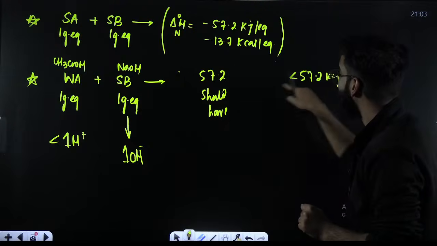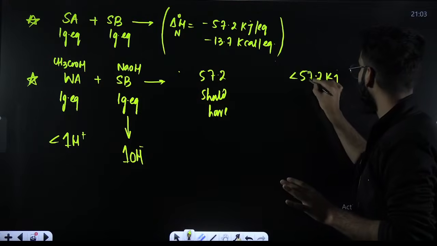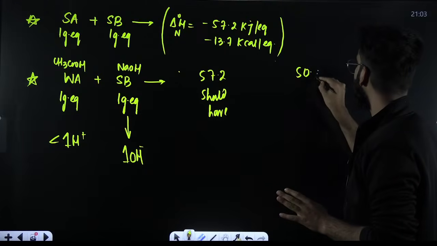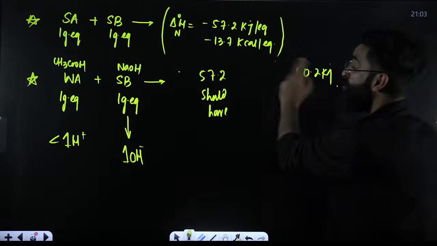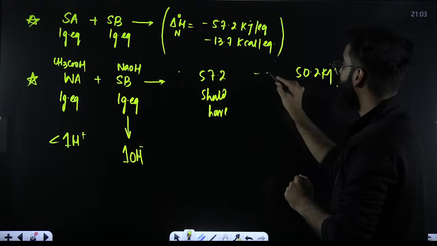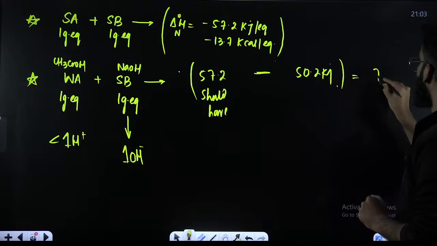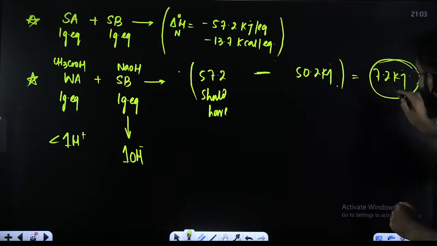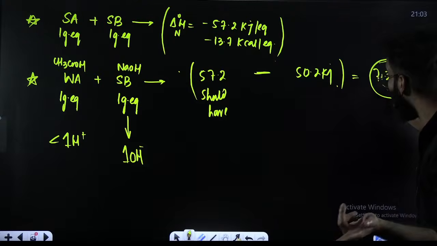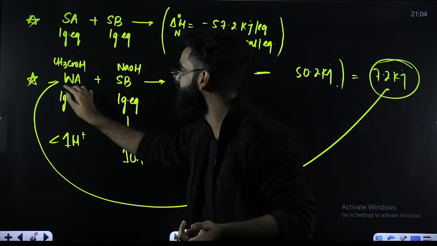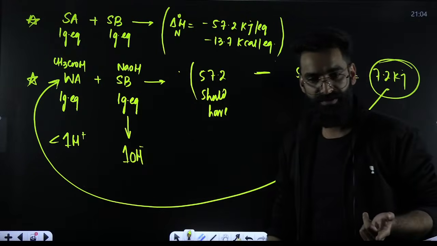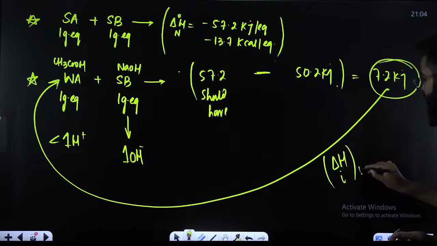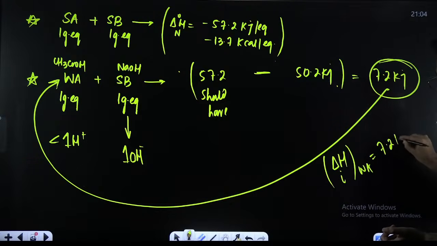So if I take the difference of these two, for example, this is 50.2. Let's say 50.2 kilojoules of heat is being released. How much should have got released? This much. If I take the difference of these two, the value comes out to be 7.2 kilojoules. This much amount of heat would be utilized to ionize this weak electrolyte. So I would say the enthalpy of ionization of your weak acid in this case is 7.2 kilojoules.